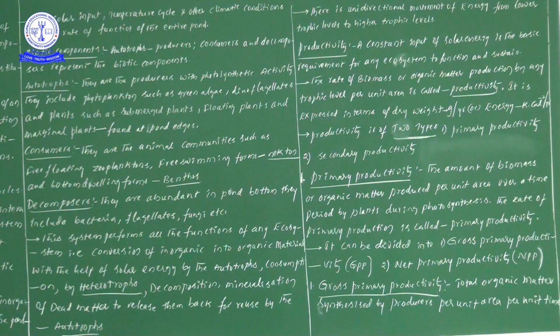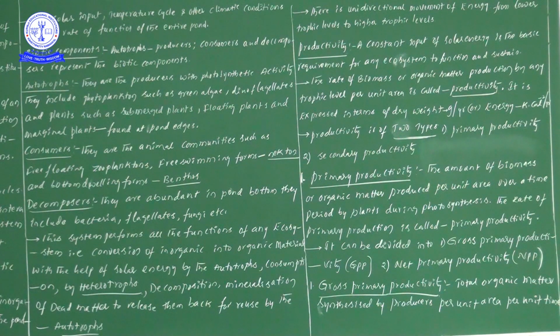The point to remember is that autotrophs have photosynthetic activity. Because of this, they perform the process of photosynthesis and prepare their own food. That is the information regarding autotrophs.